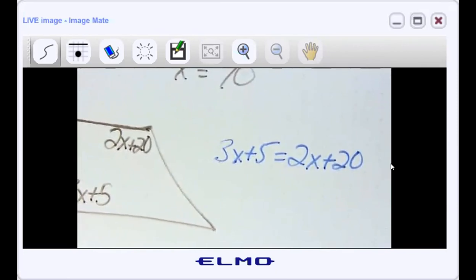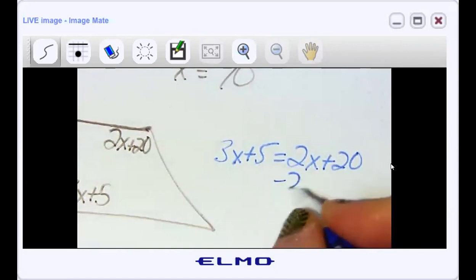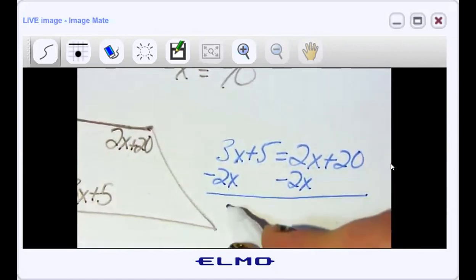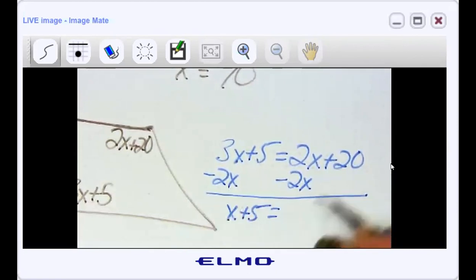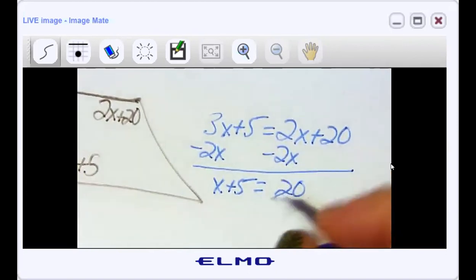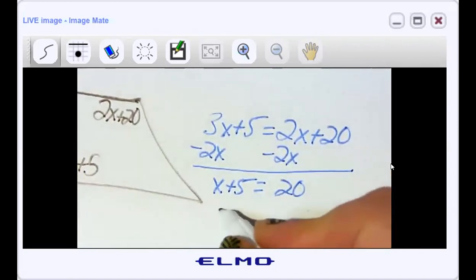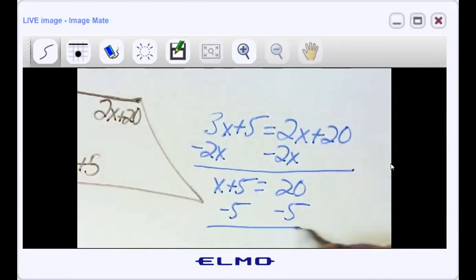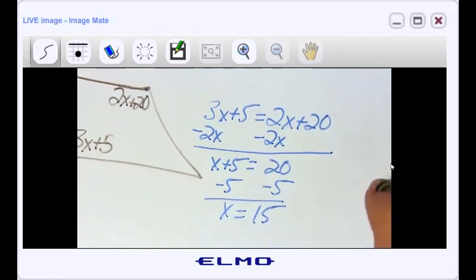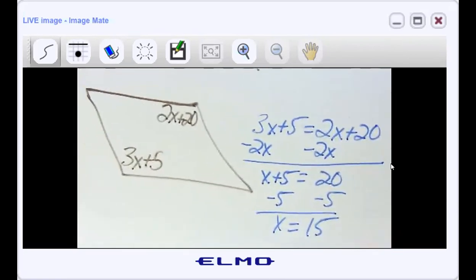And now I just need to solve. I have x's on both sides, a 3x and a 2x. I need to get them together. So I would probably subtract 2x from both sides just to keep the x's positive. So now I've got x plus 5 equals 20, and then just minus that 5 from both sides. So I get x equals 15. Yep. So if you gave me 15 as your answer, you are correct.